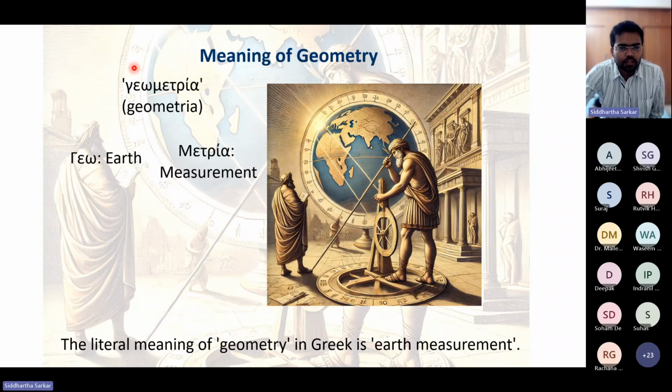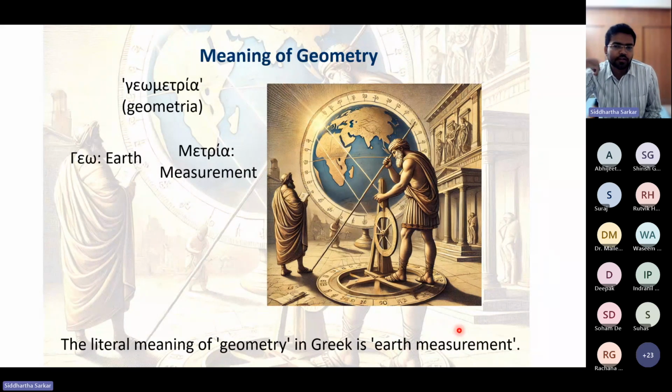So the word geometry originates from the ancient Greek word geometria, which has two parts to it, geo and metria. Geo means earth and metria means measurement. So therefore, the literal meaning of the word geometry in Greek is the measurement of the earth.